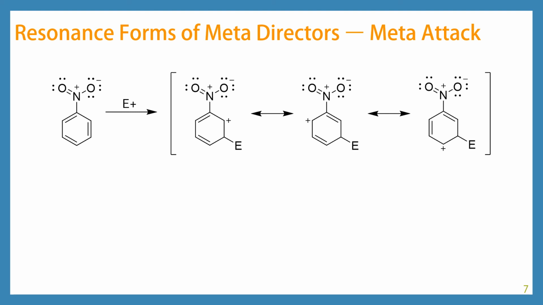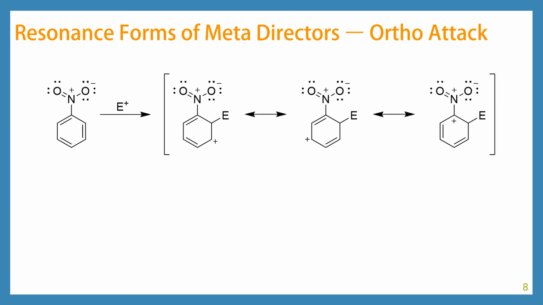So let's take a look at the meta attack. If these electrons attack the electrophile, we can draw this first structure of the resonance forms here. Notice that the carbocation is ortho to the nitro group, and we have the electrophile in the meta position. We can move the electrons around the benzene ring the same way that we have with all the other resonance forms. But what you'll never see is the carbocation directly attached to the nitro group, and that's a really, really good thing. We'll see why in this next example.